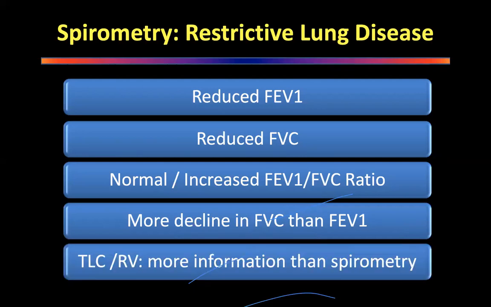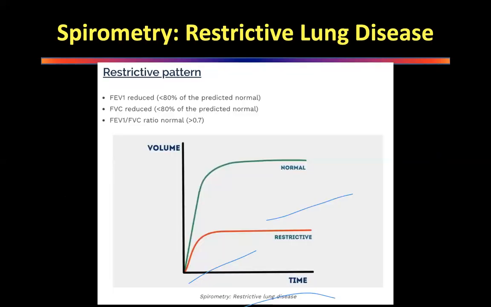In addition to the FEV1 FVC ratio, if you've also got TLC and RV, it will give you a better understanding of restrictive lung disease. But stay with this last statement, because we are going to talk about TLC and RV later on. So this is your restrictive lung disease.